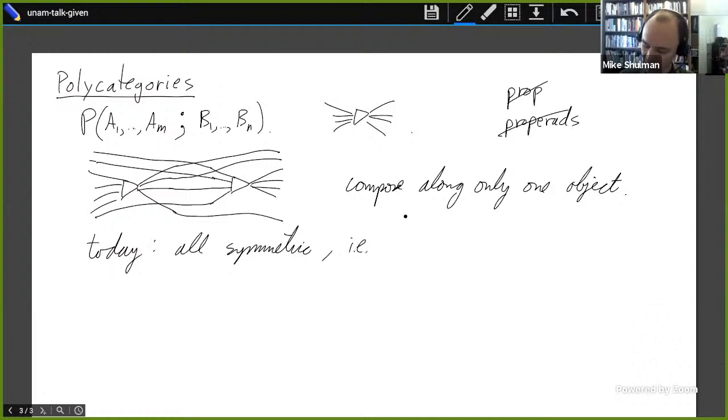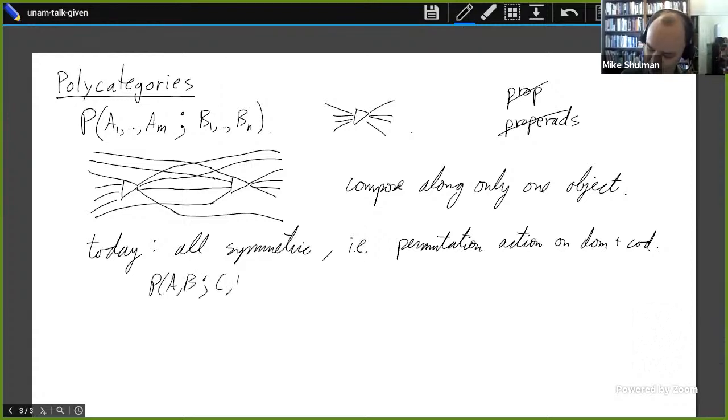which means that we have a symmetric group action. We have a permutation action on the lists in the domain and codomain. So if I have a morphism from A, B to C, D, then I can swap things around and turn it into a morphism from B, A to D, C, and so on. There are also non-symmetric versions of polycategories, but they're a little bit fiddlier to work with. For instance, you can restrict this composition to the case where no strings would ever have to cross over each other. Or you can maybe allow them with some sort of cyclic behavior or something like that. But today everything is symmetric.